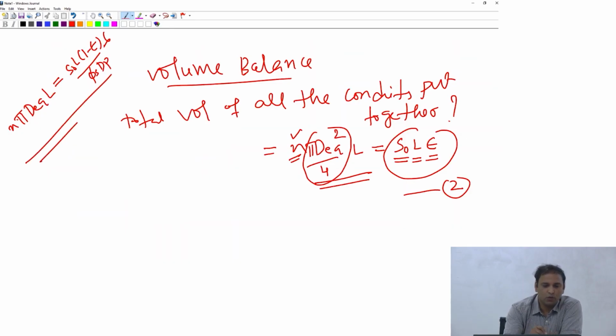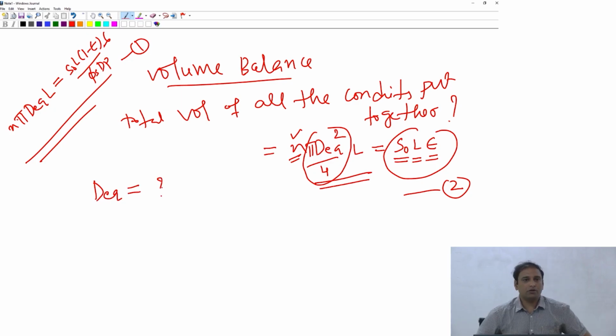Can you work with 1 and 2 and let me know what your D equivalent is? Can you do it in your notebook? Tell me what the D equivalent is.